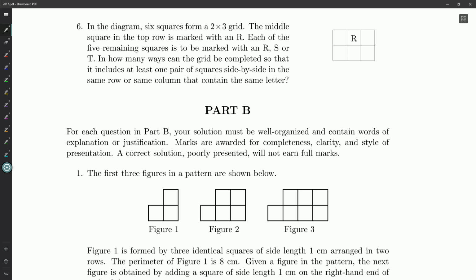Welcome back. We're still looking at our 2017 Canadian Intermediate paper, but we're going to start Part B. We finished our sixth question, A6. Now we're starting the last three questions, so these are Part B.